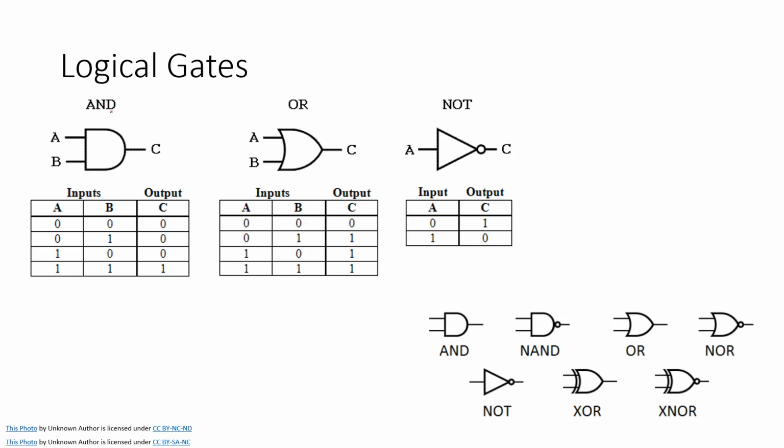So we have the AND. Here is the table for the input. We have input, output. So the inputs are 0, 0. If we have 0, 0, 0 AND 0 becomes 0. 0 AND 1 becomes 0, 1 AND 0 becomes 0, and 1 AND 1 becomes 1.